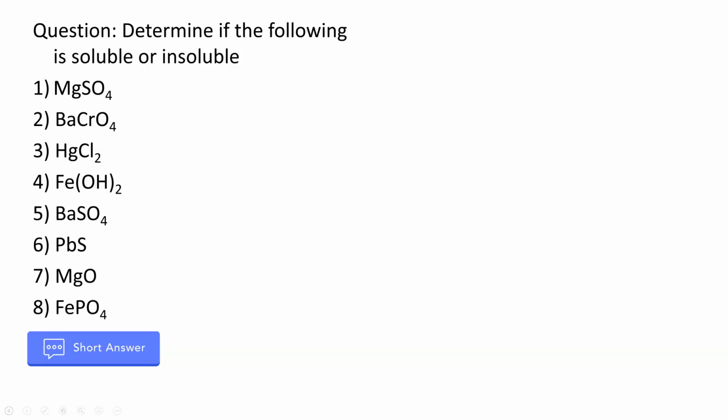Barium chromate. Chromate's a -2 charge. So what is -2, -3 usually? Insoluble. So this is going to be insoluble. We'll put I for insoluble.